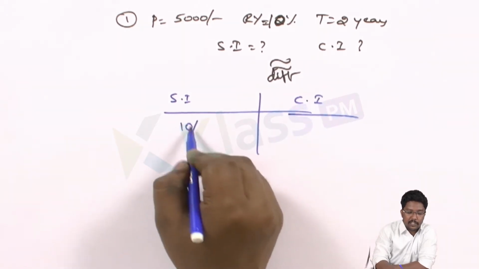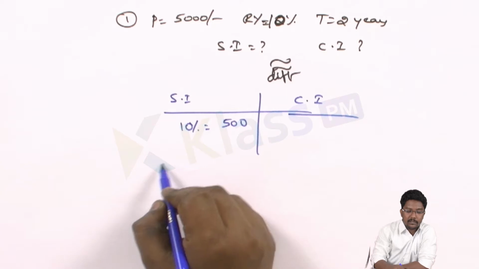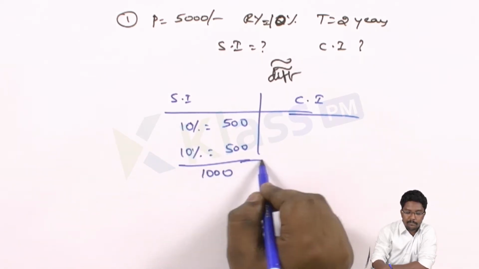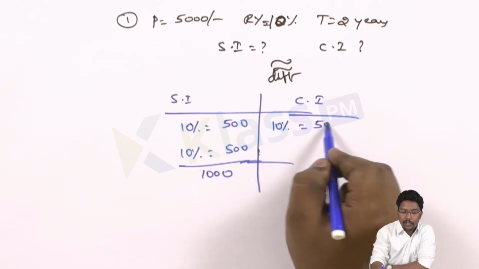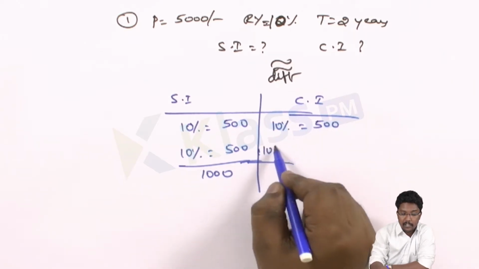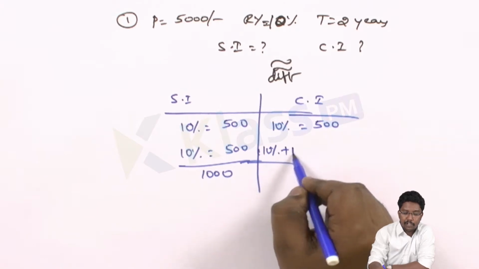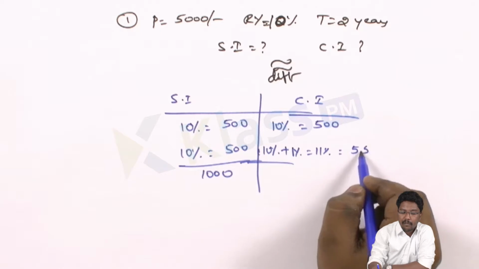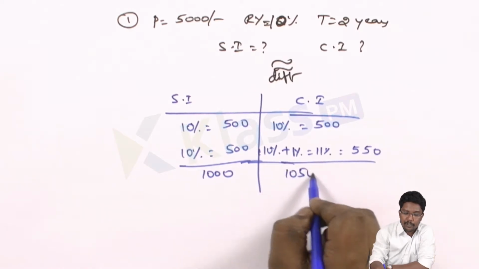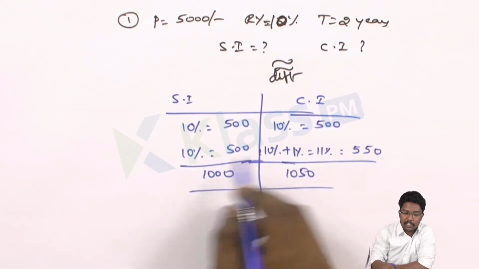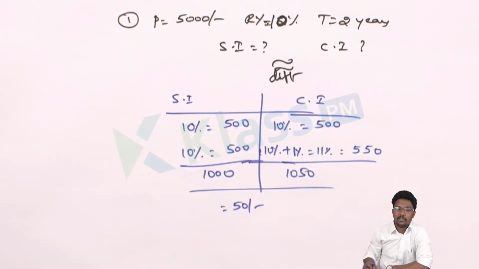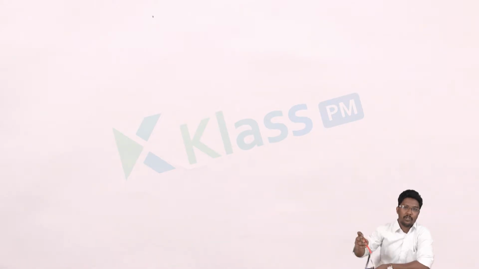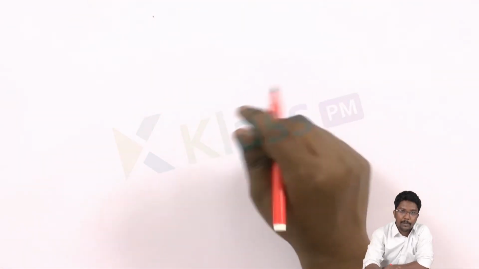First year it is 10%, means 500 rupees. Second year also 10%, 500 rupees, which means 1,000 rupees. Here 10%, 500 rupees. Second year 10% plus interest on interest 1%, it is 11%. What is 11%? 550 rupees, which means 1,050 rupees. What is the difference between these two? 50 rupees. It is a basic problem. So he will always ask up to 3 years only. Okay, he will not consider beyond 3 years.